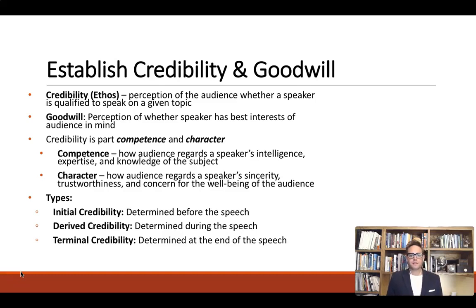So credibility is part competence and part character. Competence is how the audience regards a speaker's level of intelligence, expertise, and knowledge of the subject, right? Are they a scholar in this area? Have they done research in this area? Are they well informed? Are they communicating the topic in a sophisticated way? So competence is one part of credibility. The second part is character: how the audience regards a speaker's sincerity, trustworthiness, and concern for the well-being of the audience.